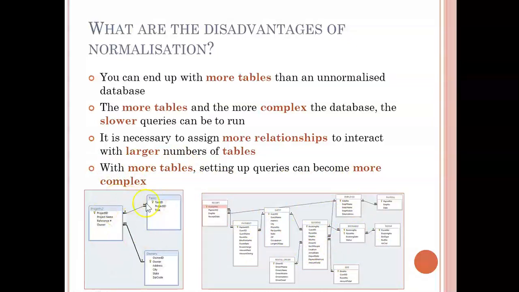So when there are fewer tables, normalization can be pretty good to use. But if you have a lot more tables, you have a lot more relationships, and the slower the queries will run, etc.